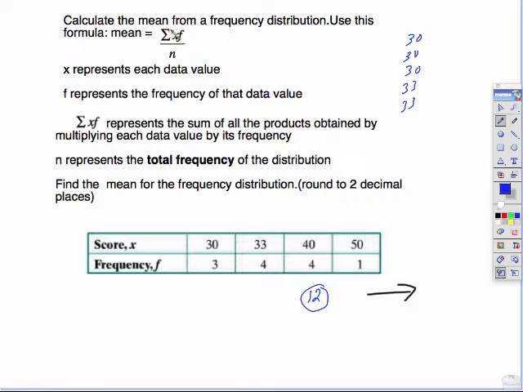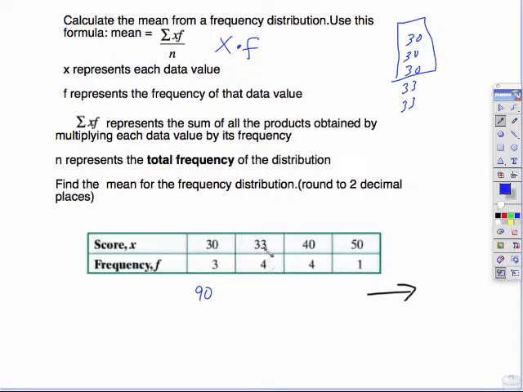And it says take the sum of this x times f. Now what's x? X is whatever the score is, and f is its frequency. It's telling me to do xf, which means x times f. It is telling me to multiply the score times the frequency. 30 times 3 is 90. Now, what does that mean? That means if we had written 30 out 3 times and added it up, we would have gotten 90.